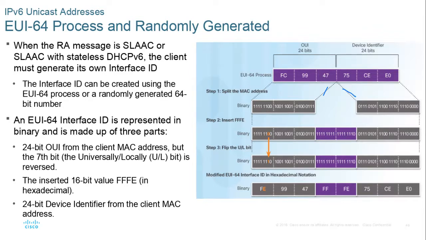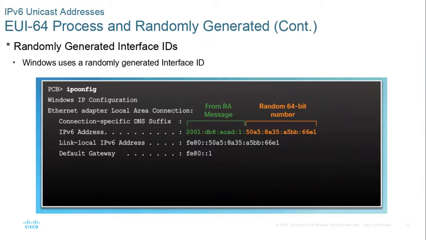Then he's going to insert this FFFE value in the middle and flip some bits and come up with a unique 64-bit interface ID value. And that's going to be the end of his address, and the first 64 bits of his address, the first half, will be what the router told him. Some devices use this, and some devices use a different method where they just randomly generate it. It depends on, for example, Windows 7 and Windows 10 use different methods.